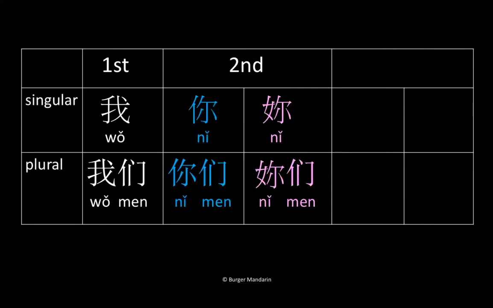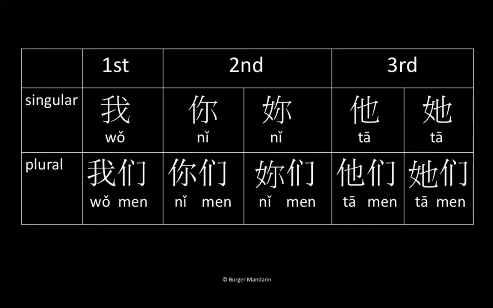The 你 highlighted in blue indicates a male, and the 你们 highlighted in blue indicates a group of male or a group of male and females, whereas the 你 highlighted in pink indicates a female, and the 你们 highlighted in pink indicates a group of female. Because the radical 女 circled in green means female.